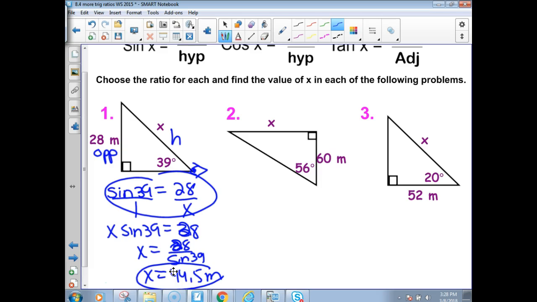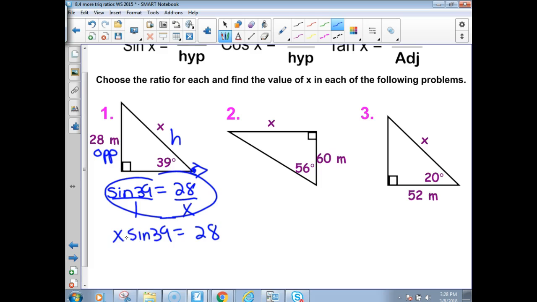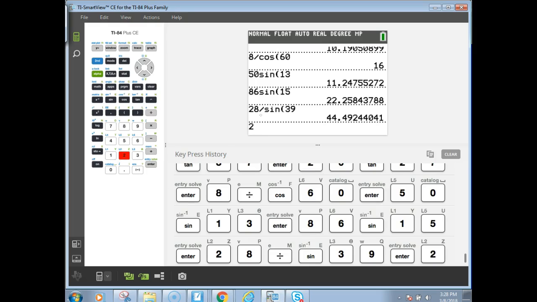Anybody want to ask me a question before we wrap things up today? Yes, over there. So you mean after you get the setup, but not what I was calculating? Yeah, because if you do cross products, you would get x times the sine of 39 equals 28. You see what I'm saying? And then you would have to get x alone. You'd have to divide by the sine of 39. So what you type on the calculator is 28 divided by the sine of 39, just like that.